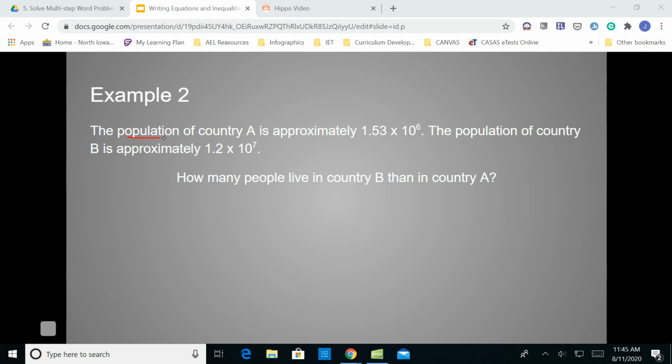Population and people are pretty much the same. So I'm going to say that all three of these units are the same and they're all in the same dimension. I'll say it's one dimension. We have the unit of people.